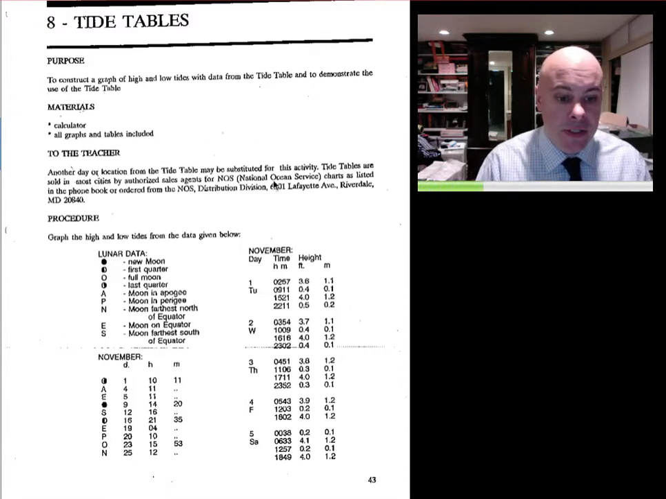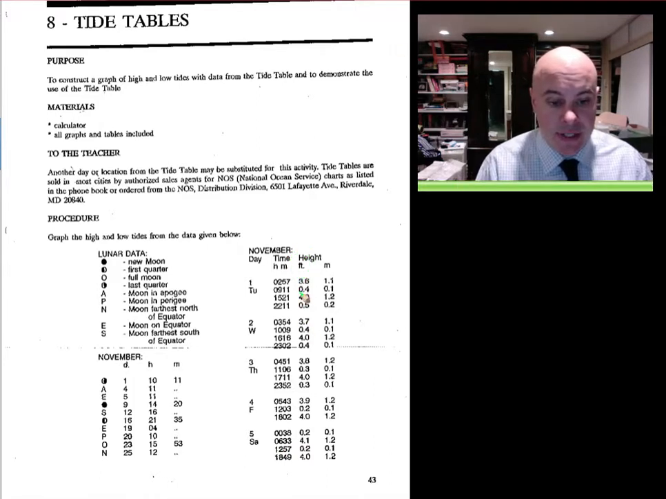So here we have a tide chart, and it gives us the time in the 24-hour clock. It gives you a choice, either feet or meters, as far as how high the tide was at that particular time during the day. I think most of you were picking feet, so that's what we're going to stay at today. So we have to graph this.